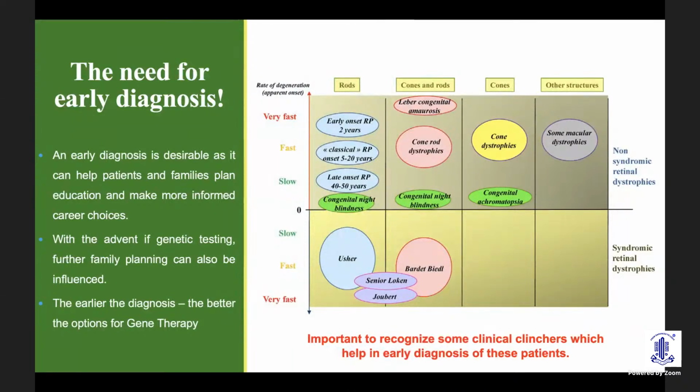If everything is already gone, your gene therapy is not going to work, because gene therapy is targeting the cells that are already left. You can't introduce new cells in gene therapy. So that is important, that you need early diagnosis. That is where our role comes in as clinicians, to detect these disorders early.